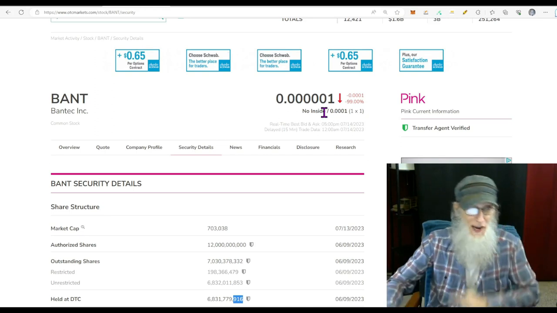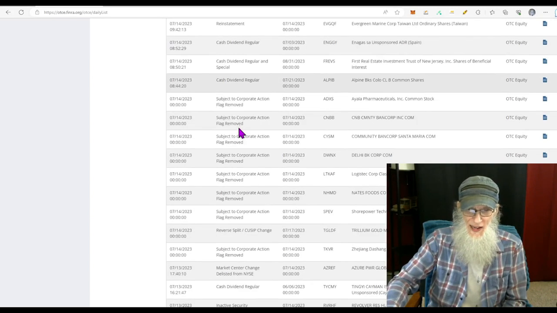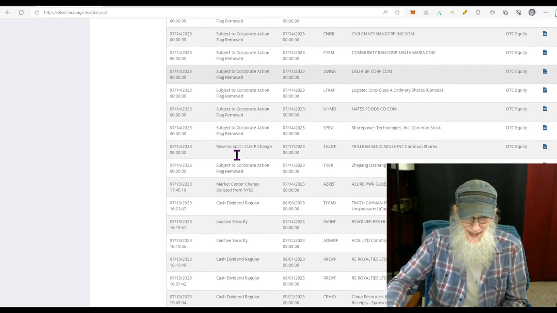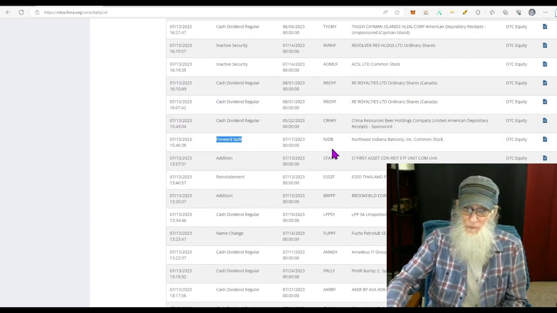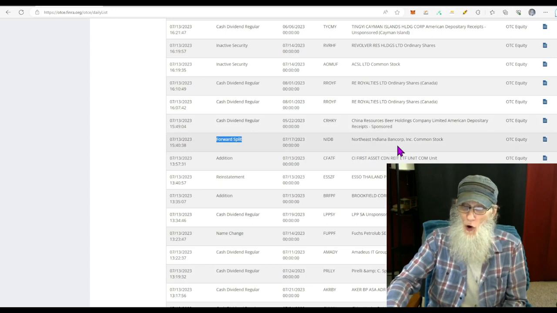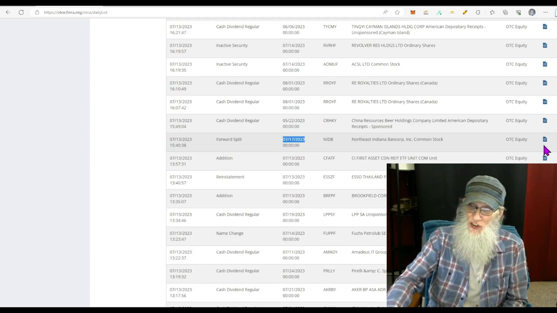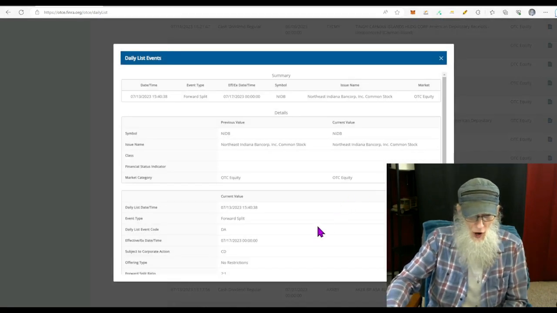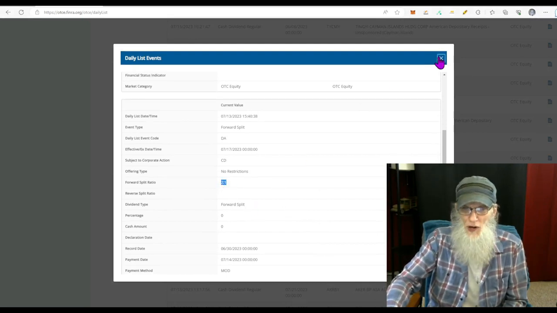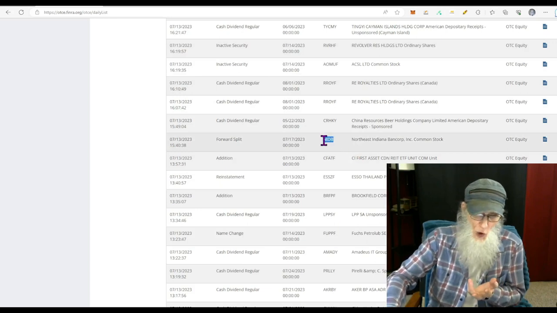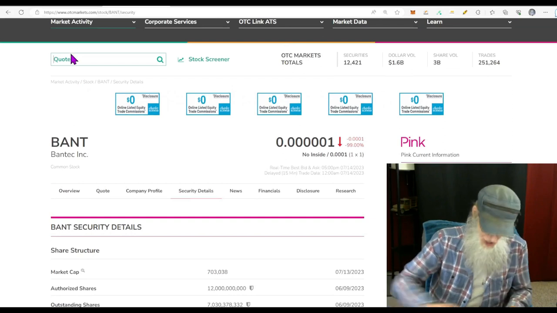I'm only saying. Jumping back to that daily list, I continue scrolling down here looking for anything that's catching my eye. Let's see. Anything new here? Nothing. Oh, look here. Forward split. Northeast Indiana Bancorp. And that is on the 17th as well. So we could get some free shares. Let's see what's going on here. This is a forward split of 2 to 1. 2 to 1. So we're going to double up your shares. But again, I don't know if that's a penny stock. So I'm going to grab that, run over here, drop that into my search, and see what we get.